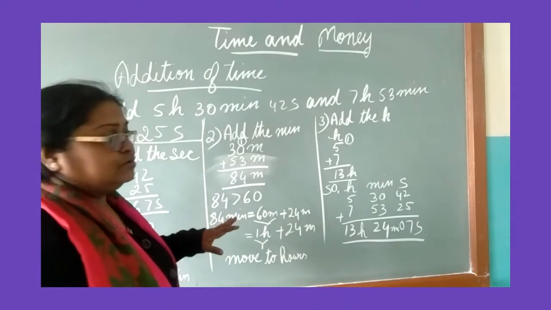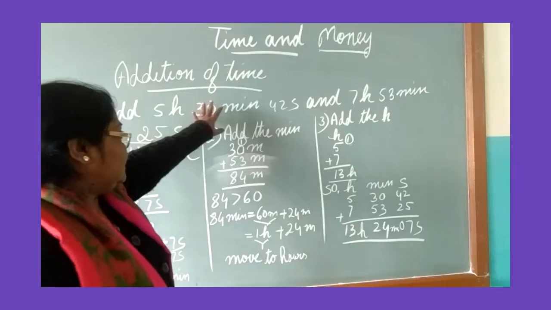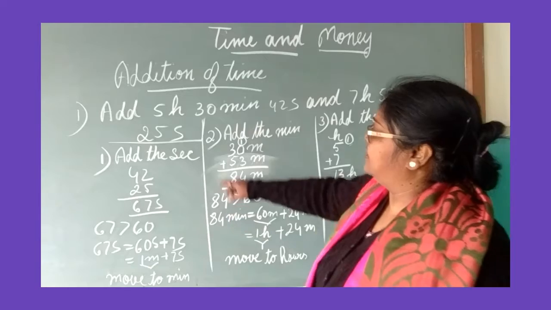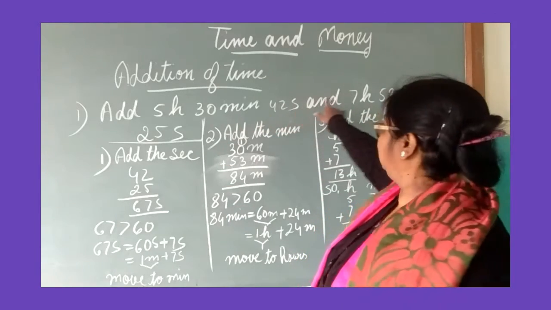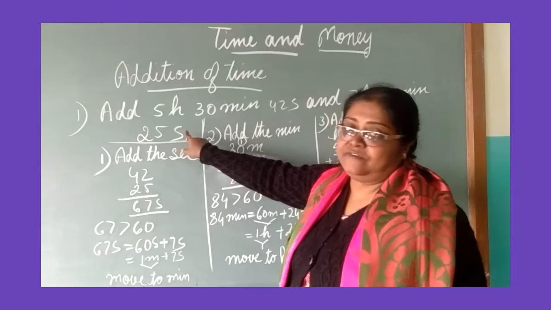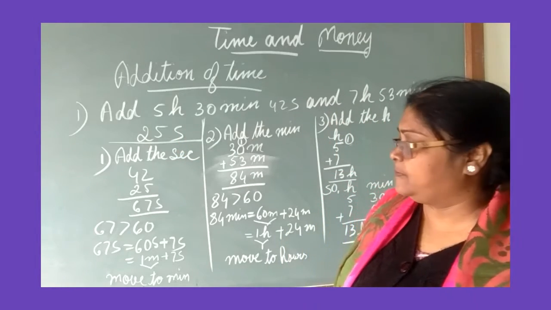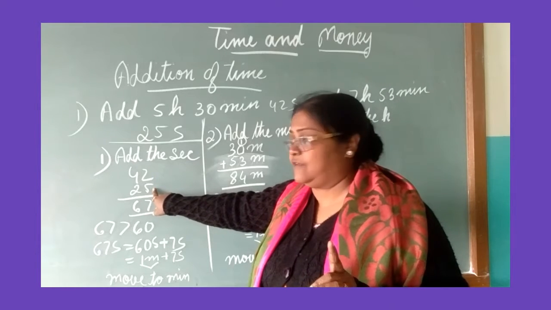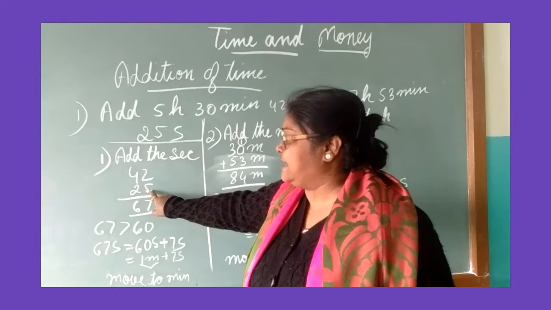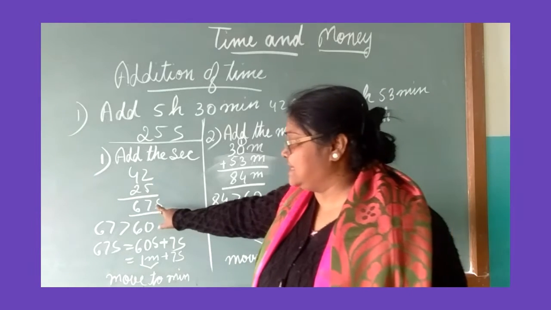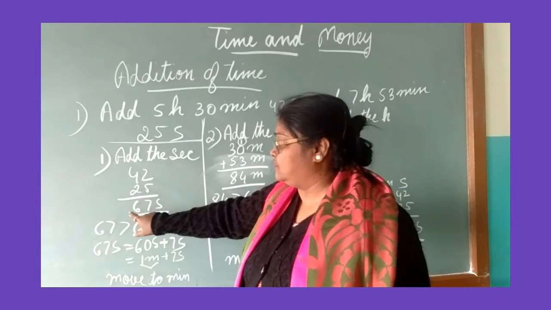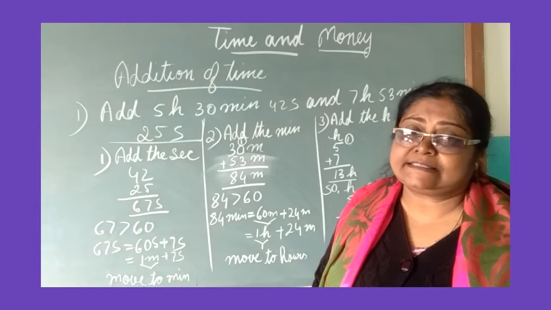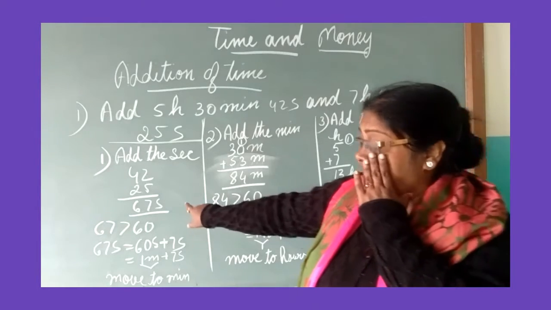Okay, first we will see that hour, minute and second are given here. First you will add the seconds. What is given here? 42 second and 25 second. So first step, you will add the seconds: 42 second and 25 second. When you add 5 plus 2, 7, yes, and 4 plus 2, 6. So how many seconds did it come? 67 seconds.